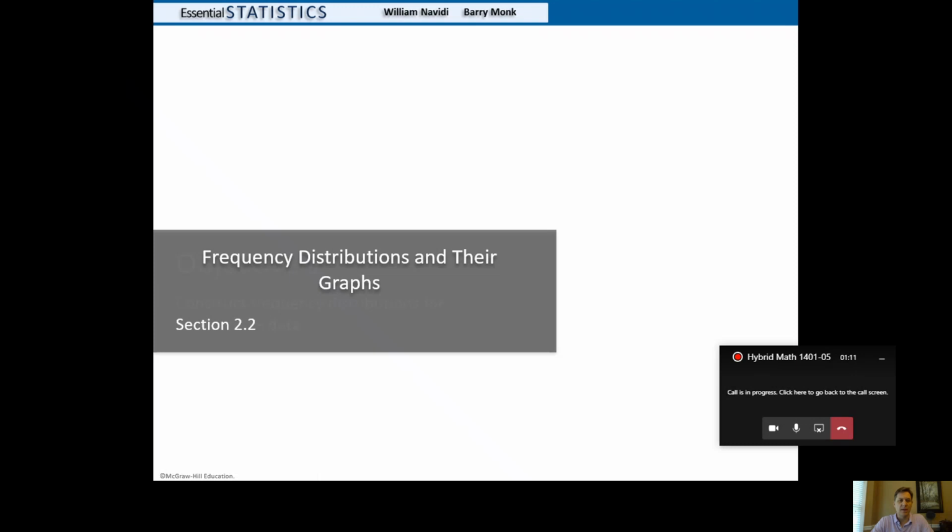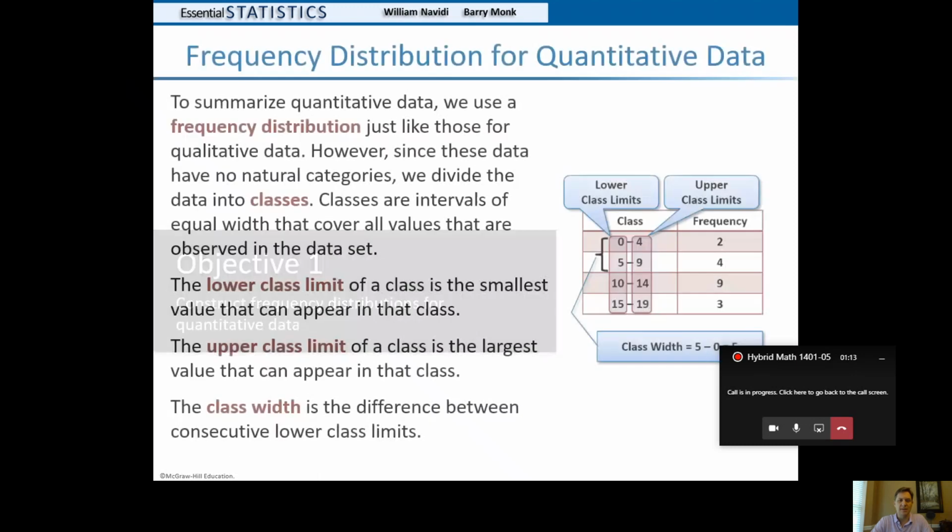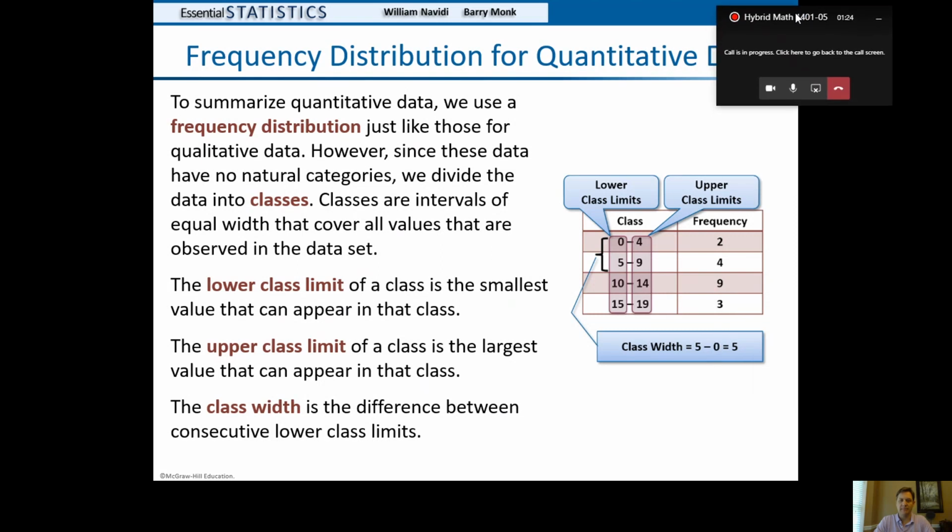class width. So this is a PowerPoint presentation that was created by the authors of the textbook, and it goes along with section 2.2. So what I was saying is the class width is the difference in the consecutive lower limits or left limits.